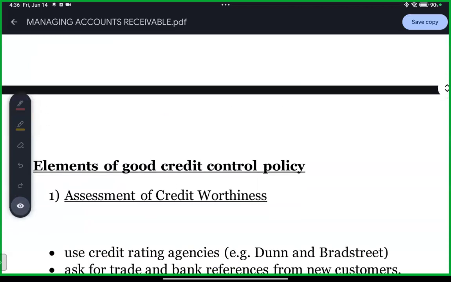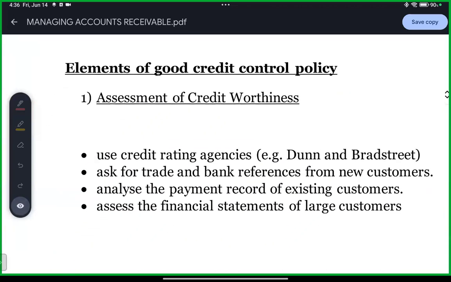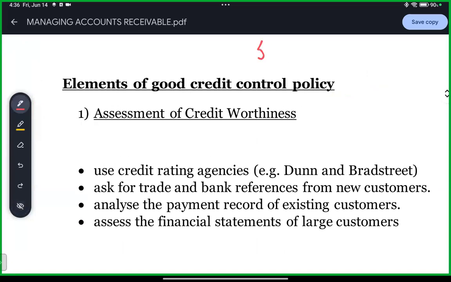Now, there is a theory aspect which gets tested for the examination. So as a student, when you approach the FM paper, never see it as a numerical paper. See it as a 50-50 situation. It is 50% theory and 50% numerical paper. Now, coming to the theory aspect, one of the important theory portions of FM is elements of a good credit control policy. As a finance manager, you will have to set a credit control policy which balances liquidity and profitability of the business.